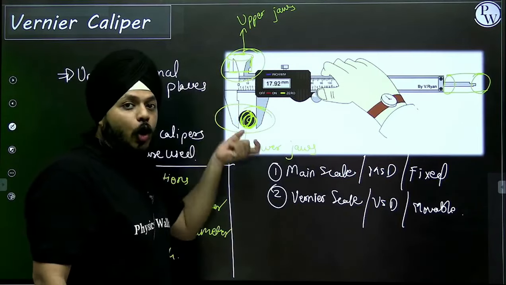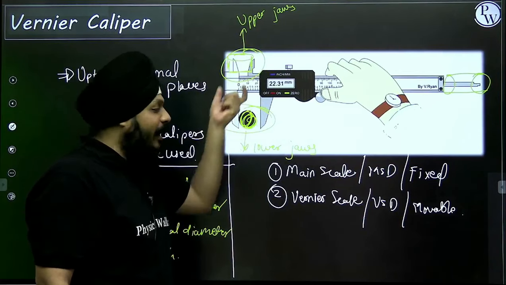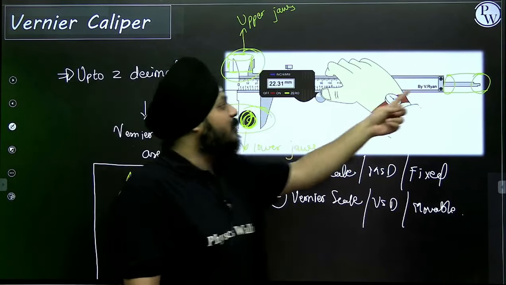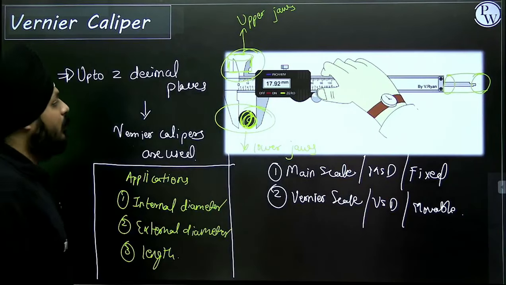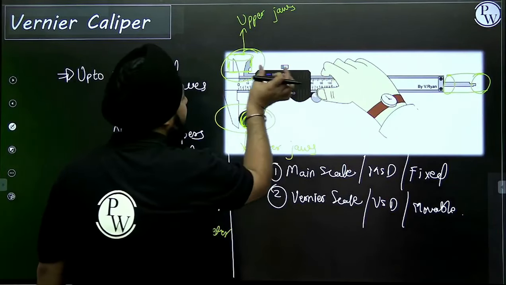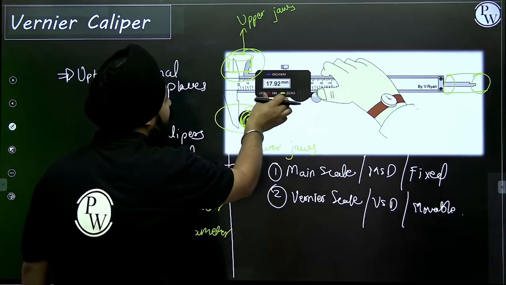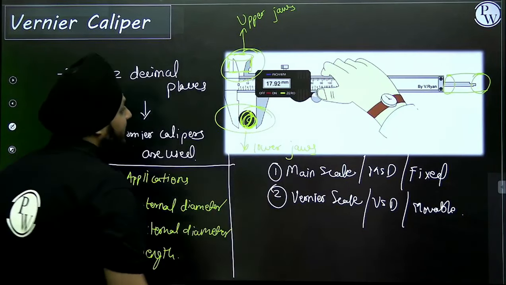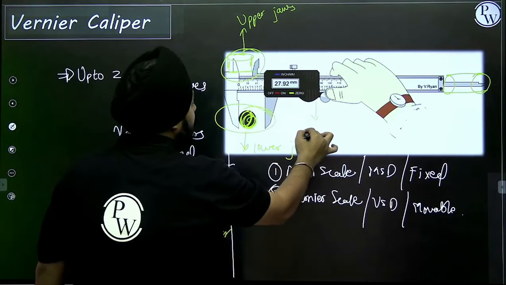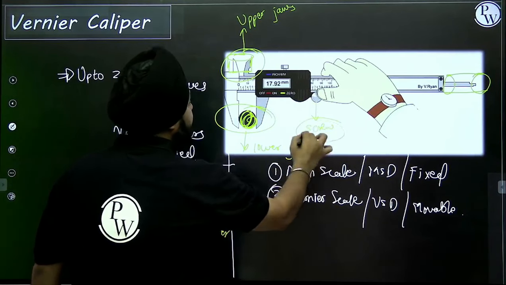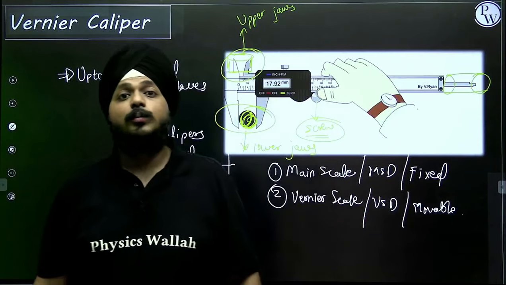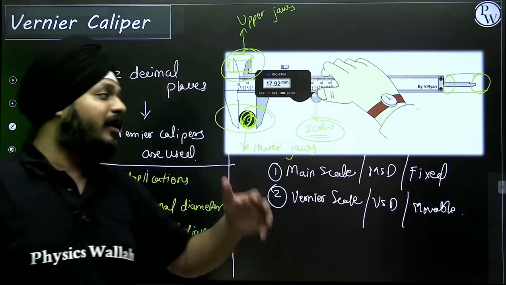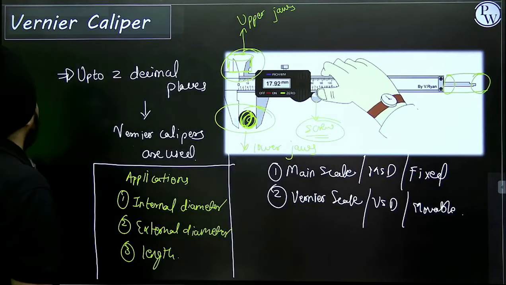Upper jaw, lower jaw: upper jaw for the internal diameter, lower jaw for the external diameter. This one is for the length of the cylinder. 2 scales: main scale, Vernier scale. Vernier scale is a movable scale, main scale is a fixed scale. This is a screw, okay? This screw helps the Vernier scale to move back and forth.